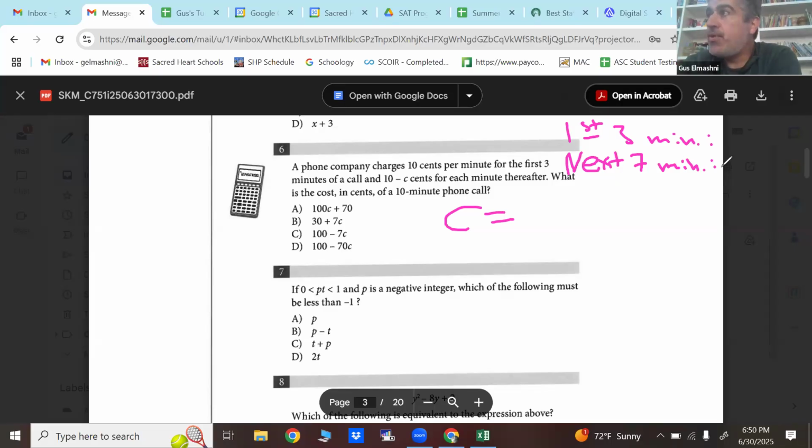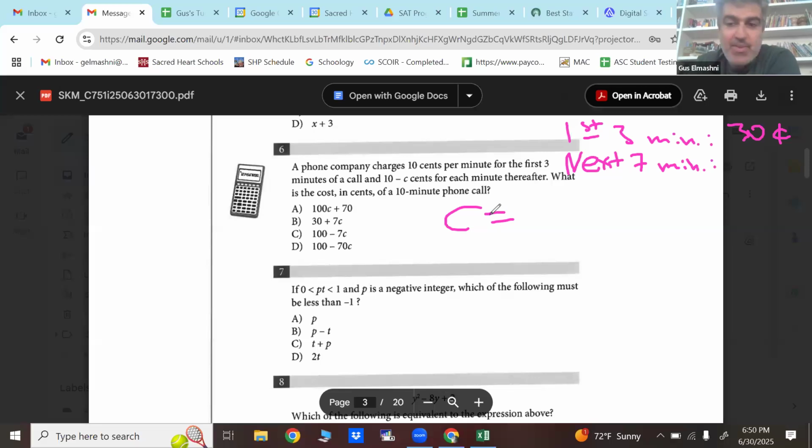So the first 3 minutes is 10 cents per minute, right? So how much are you charged for the first 3 minutes? 30 cents. So you charge 30 cents for the first 3 minutes. Now let's make up a number for C. Then you get a discount, right? If you talk longer than 3 minutes. What do you want C to equal?